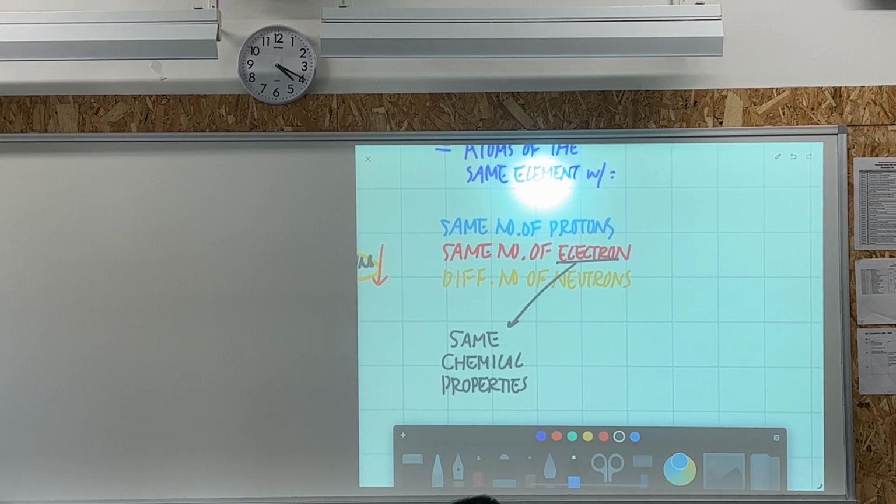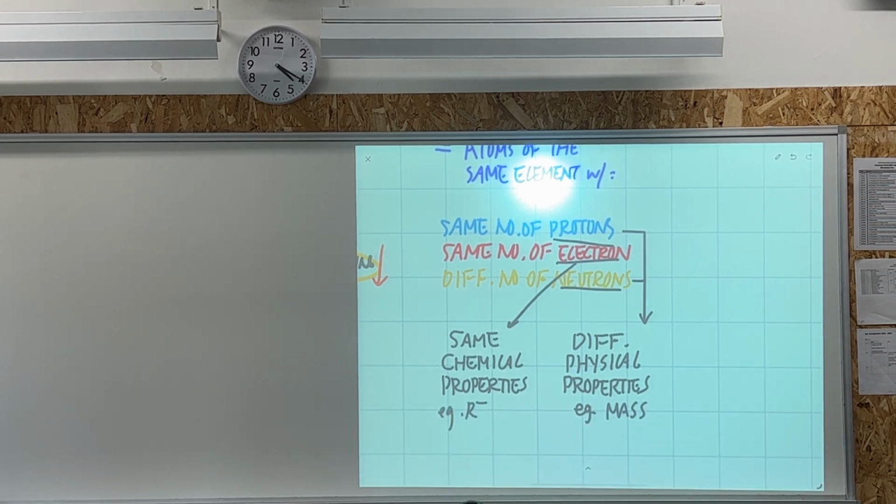And what about physical property? Which particle or particles? Neutron and proton combined. Because proton and neutron together form the mass of the atom, so this will determine their physical property. So, different physical properties, e.g. mass, e.g. reactivity.